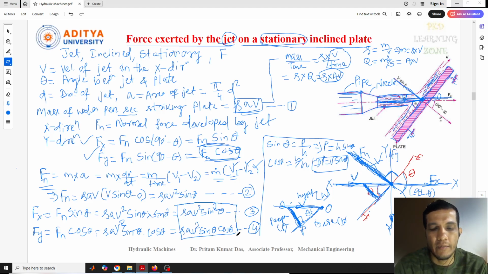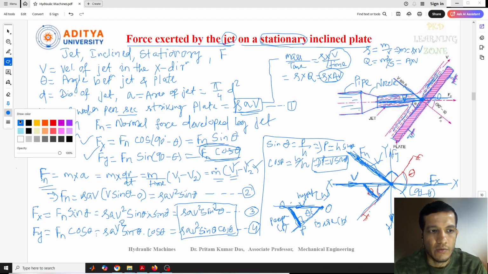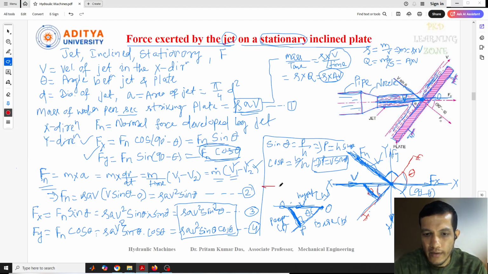So this is the force exerted by the jet on the stationary inclined plate. Here you can see this is a stationary condition, or fixed. The plate is fixed and the plate is inclined. Okay, and these two diagrams you just keep in mind. This one I have drawn for the velocity component, and this one was drawn for the normal force which is acting on the fluid flow.